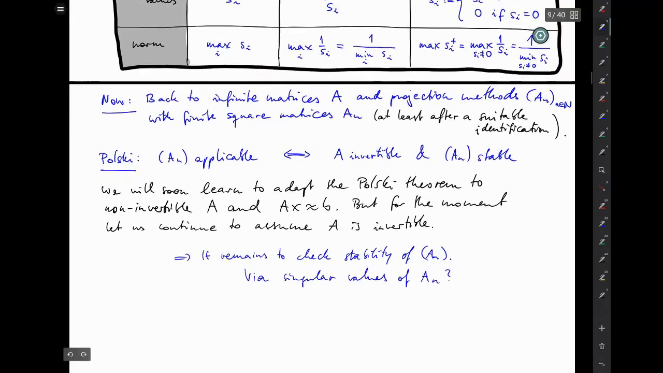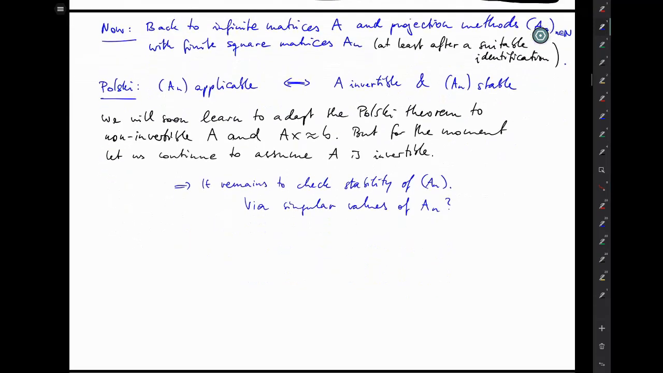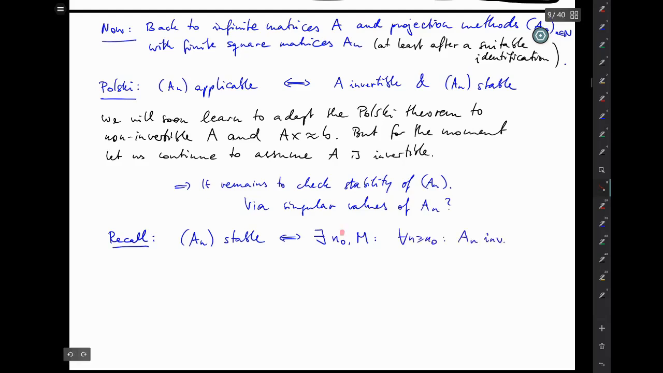Well, first let's recall the definition of stability. The sequence A_n is stable if and only if there exist n0 and M such that for all n larger than n0, the A_n is invertible and the norm of the inverses is bounded by this constant capital M, which does not depend on the little n, so it's the same for all.